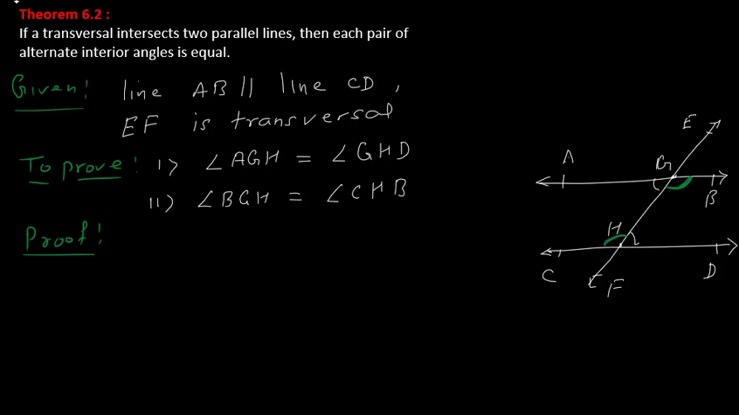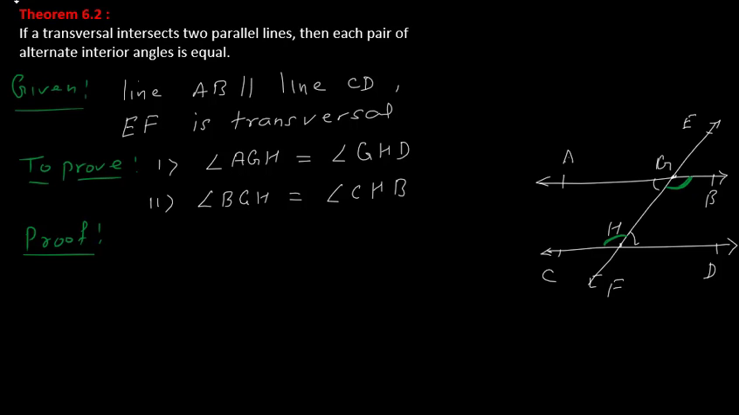Now here we know the corresponding angle axiom. We know that vertically opposite angles are equal. We know that angles in a linear pair, their addition is equal to 180 degrees. Okay. So out of these we will use some of the axioms or theorems, and we will prove that angle AGH and angle GHD are equal in measure. So it is up to you, whatever you feel is simple, you can use.